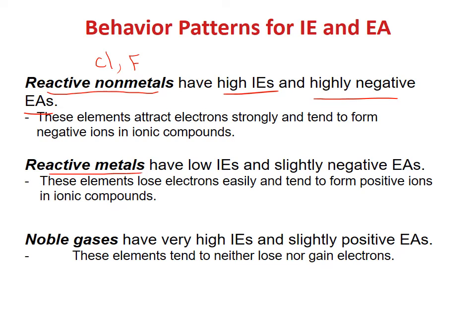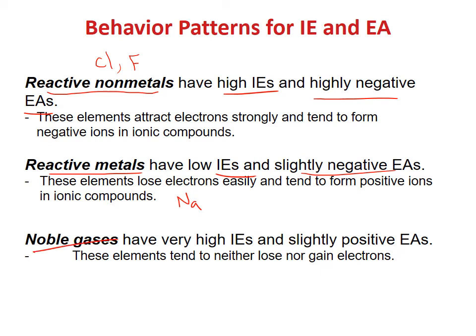Reactive metals such as sodium and lithium have low ionization energy. They can easily lose electrons, but they have slightly negative electron affinity, meaning adding an electron is not favorable, and so they tend to form cations instead of anions.